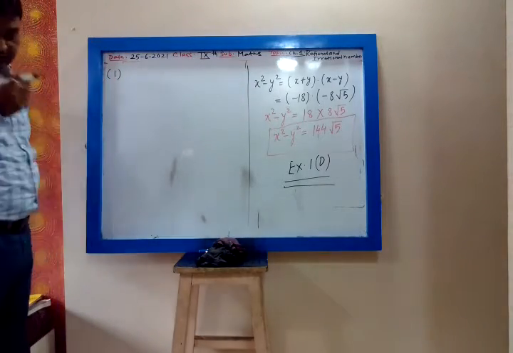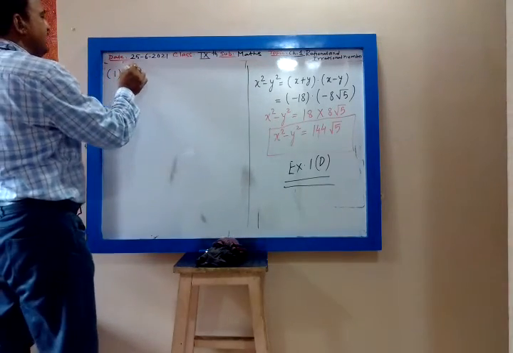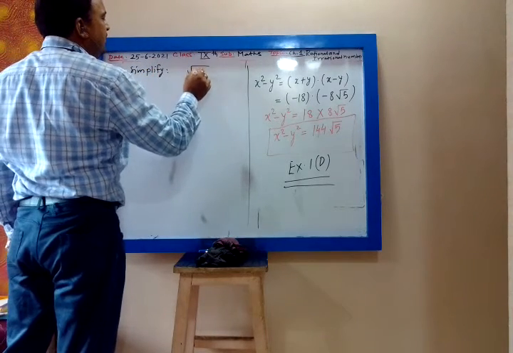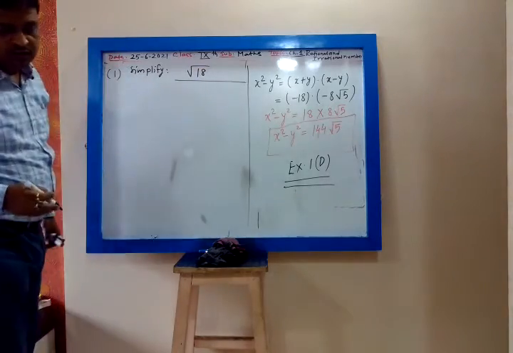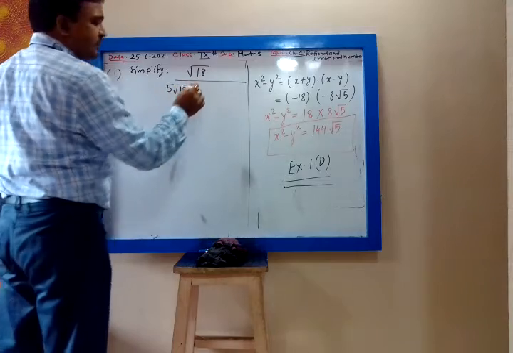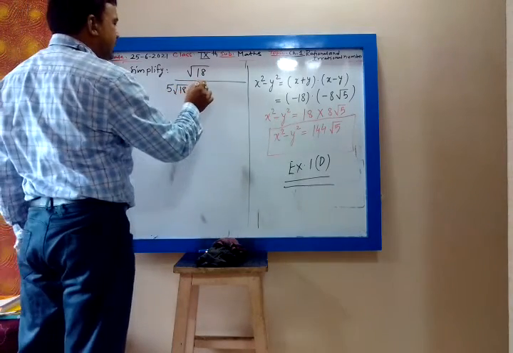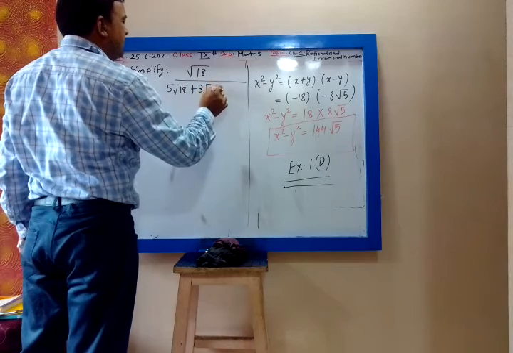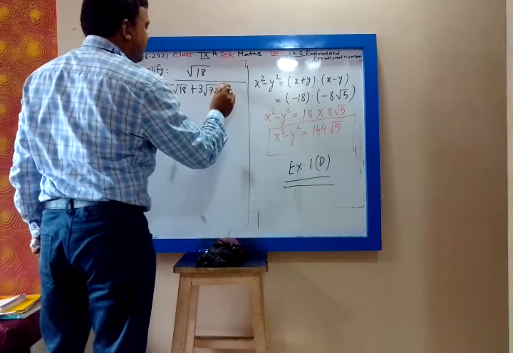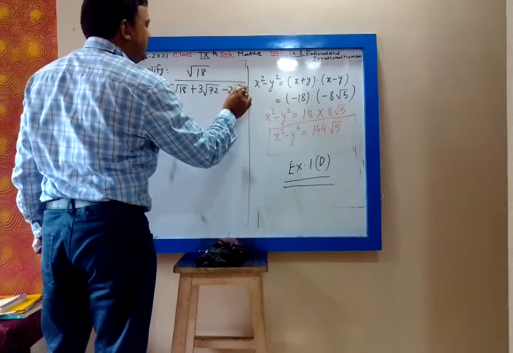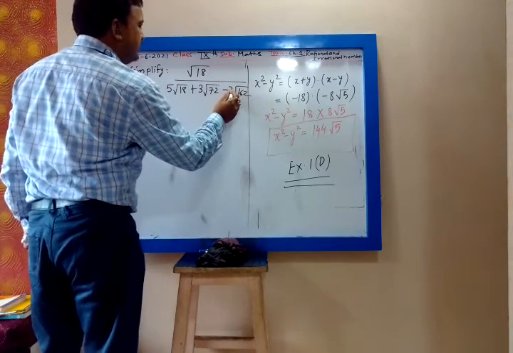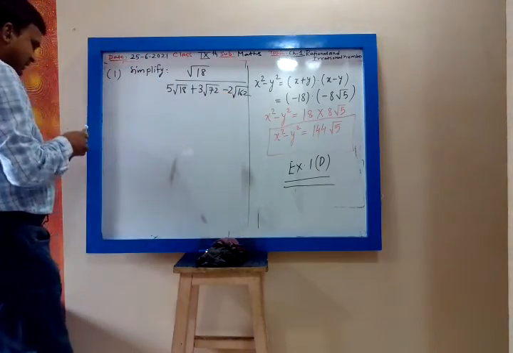Let me solve first. Simplify root 18 divided by 5 root 18 plus 3 root 72 minus 2 root 162. Okay, this is a similar question.